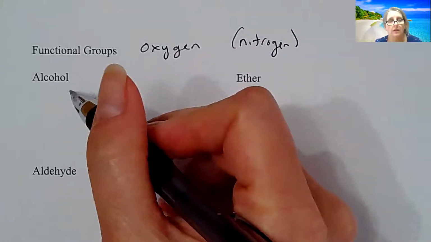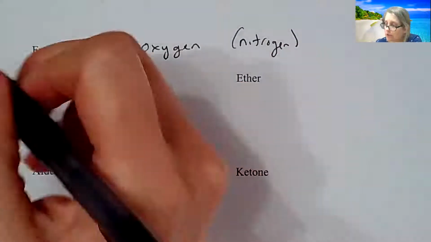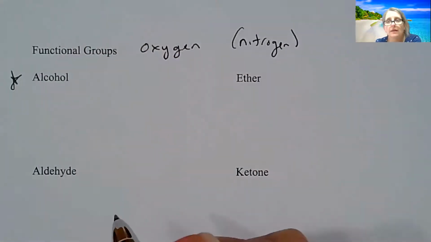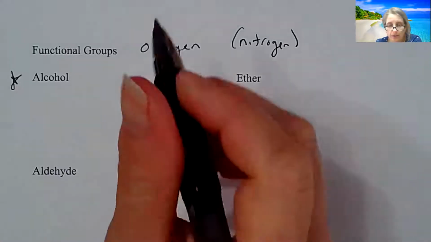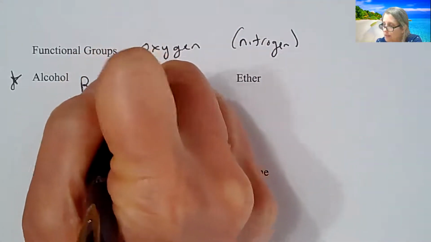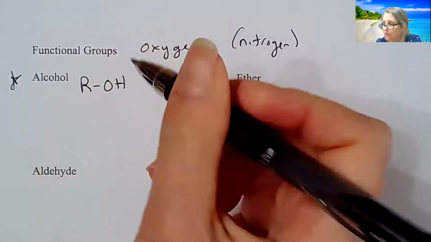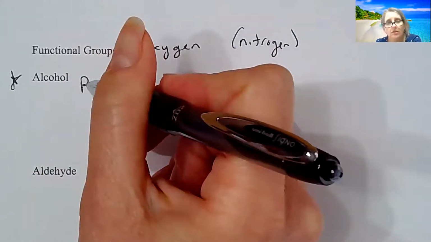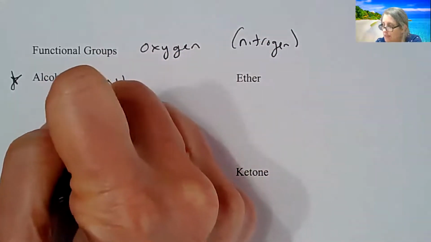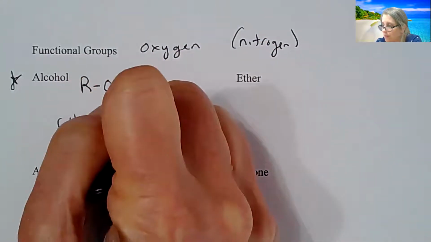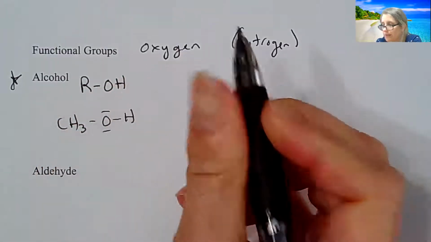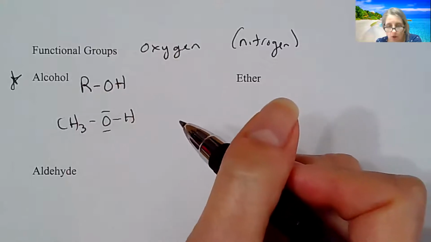A few of them that we are definitely going to focus on. One is alcohol. You're going to see some interesting intermolecular forces for this. The symbol that you use for alcohol is OH. R just means how many carbons you have attached. So let's say I have a CH3 and then I have an O and then I have an H. And again, the oxygen has two lone pairs on it. That is called an alcohol group.